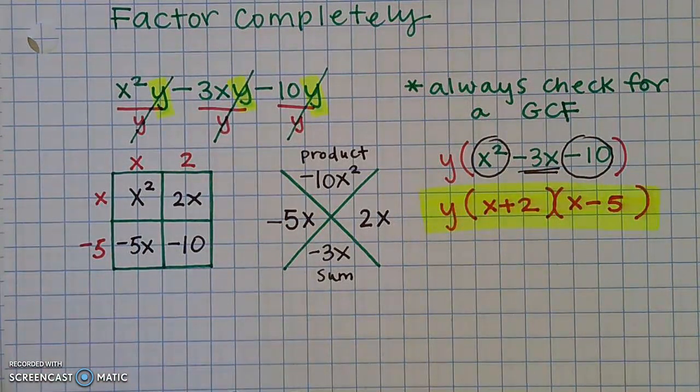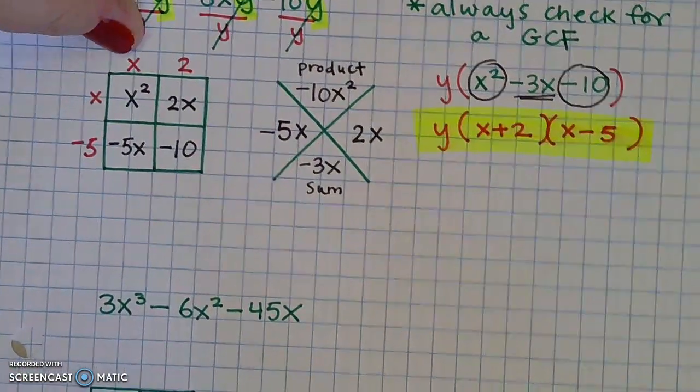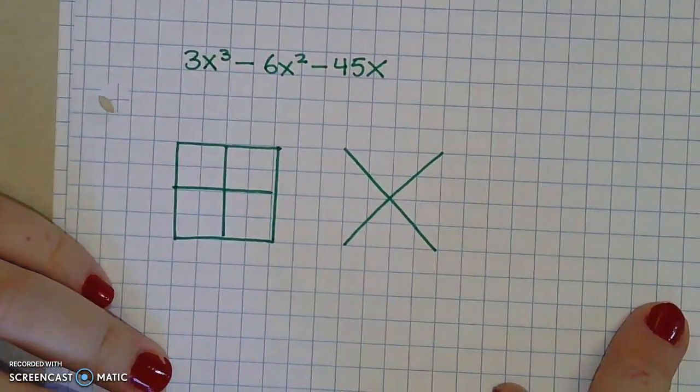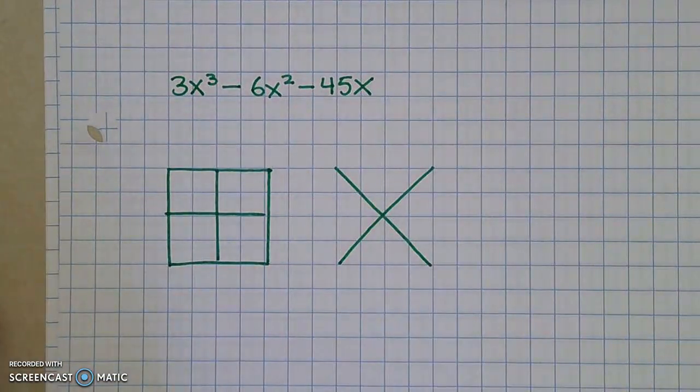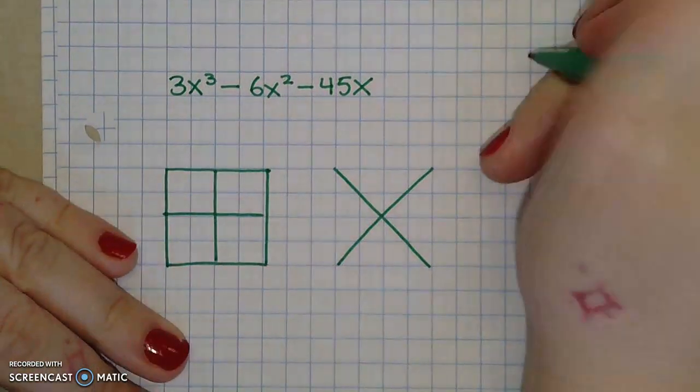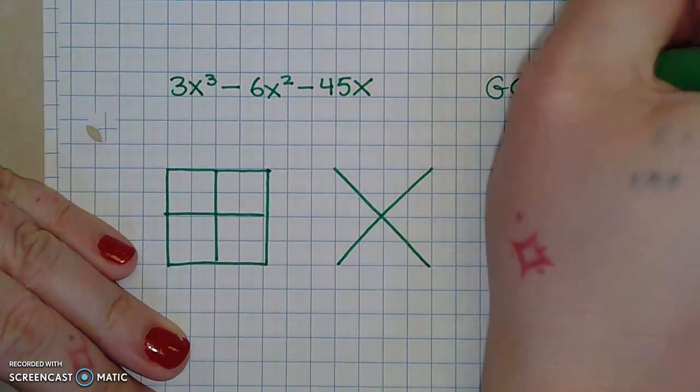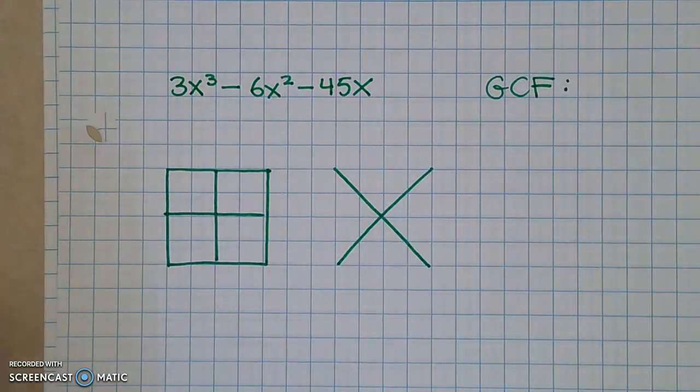So let's check out a second example, just a little bit more complicated. We have 3x cubed minus 6x squared minus 45x. So if I'm thinking of a game plan for the GCF, we want to start by just looking at what do these things have in common.